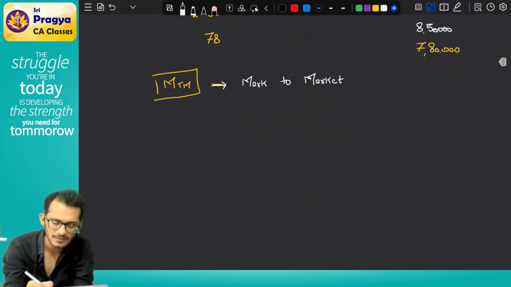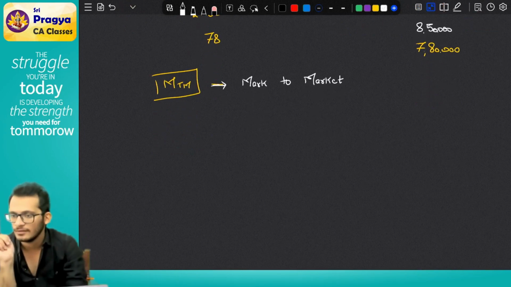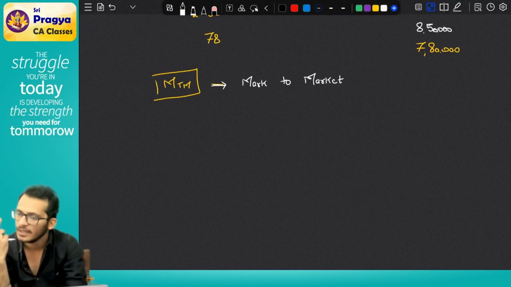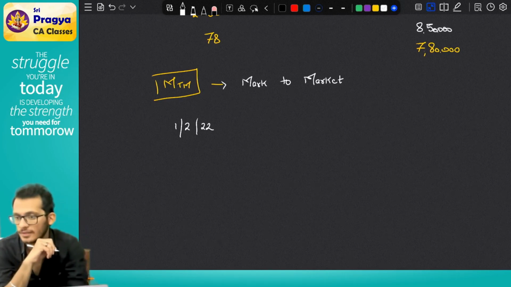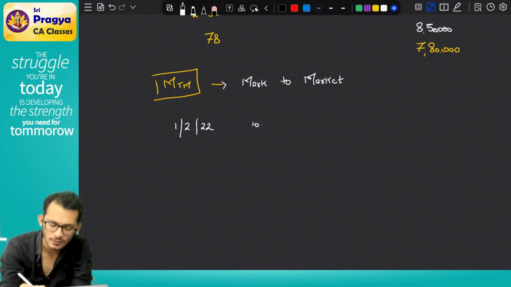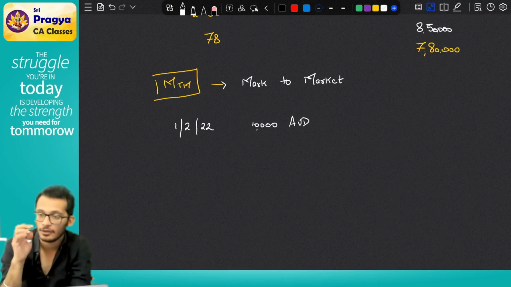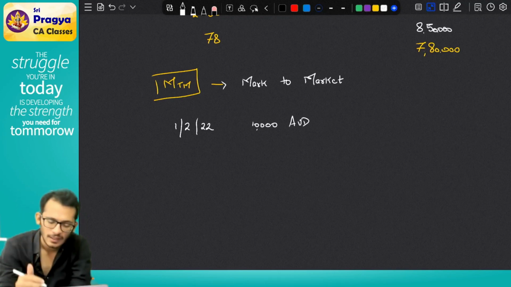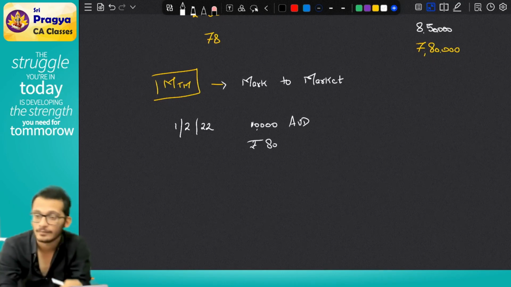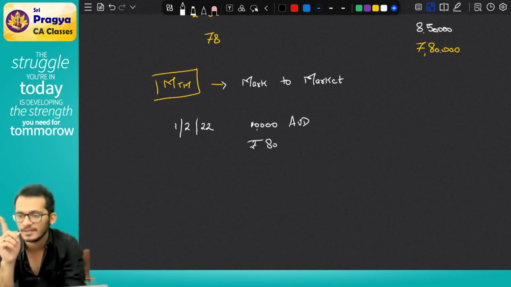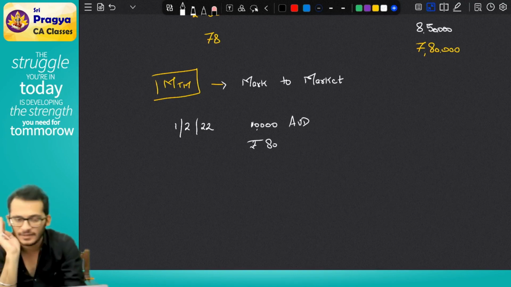Understand, accounts has this thing about prudence. Yes or no? Where it comes and says, if you are expecting any losses, claim the losses. Now, what has happened is, I have bought the asset on 1st February 2022 for 10,000 Australian dollars. And I'm saying that, Rahul, that day the foreign exchange was 80 rupees. So in my books, I passed an entry for 8 lakhs.